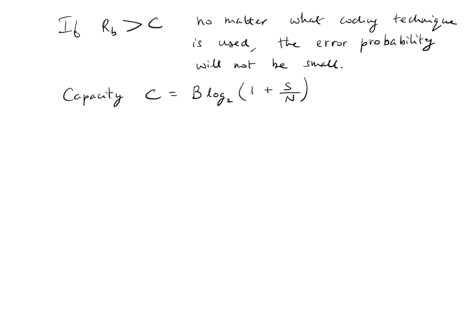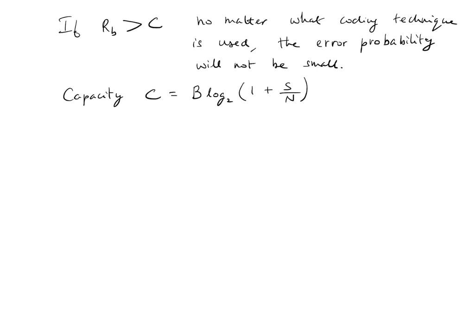If the traffic is too high, you have to drive slowly. If the traffic is low, you can drive faster. So if the noise is too much, you have to reduce the speed of your communication. If the noise is low, you can increase the speed of your communication. So if you want to transmit faster at a higher bit rate, then we need to increase the capacity of the channel. And if we increase the capacity of the channel, then we can increase RB. Because otherwise, if RB exceeds the capacity, then the error probability will not be small, no matter what technique we use. So therefore, we want to increase the capacity of the channel in order to increase the bit rate that we can transmit over the channel.